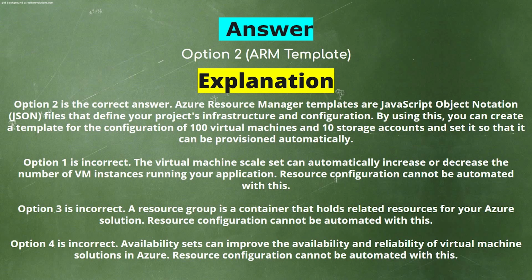Option 1 is incorrect. The virtual machine scale set can automatically increase or decrease the number of VM instances running your application. Resource configuration cannot be automated with this. Option 3 is incorrect. A resource group is a container that holds related resources for your Azure solution. Resource configuration cannot be automated with this. Option 4 is incorrect. Availability sets can improve the availability and reliability of virtual machine solutions in Azure. Resource configuration cannot be automated with this.